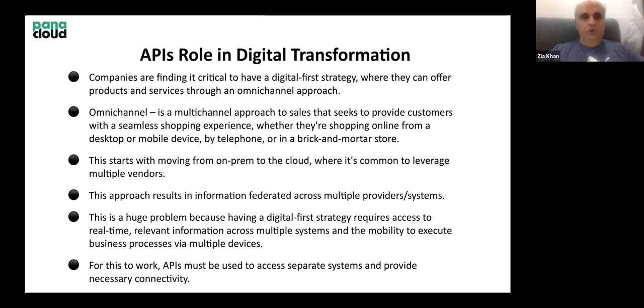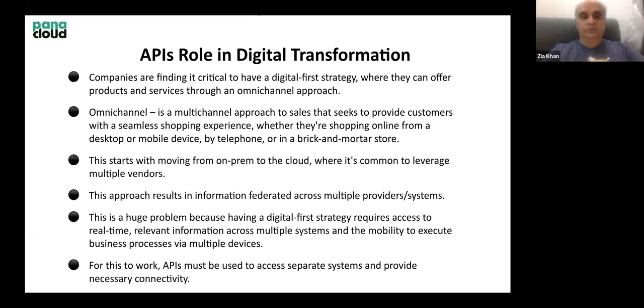As Faisal has mentioned, omni-channel is a multi-channel approach to sales that seeks to provide customers with a seamless shopping experience, whether they are shopping online from a desktop, mobile device, by telephone, or in a brick and mortar store. This is what Faisal told us. This starts from moving on premises to the cloud, which is common to leverage multiple vendors. Therefore, everything is connected to the cloud. The approach results in information federated across multiple providers and systems, but everybody has the same UI. By same UI, I mean the same data.